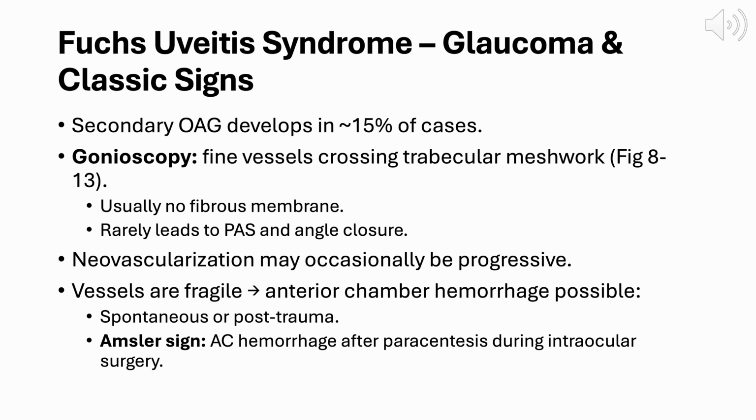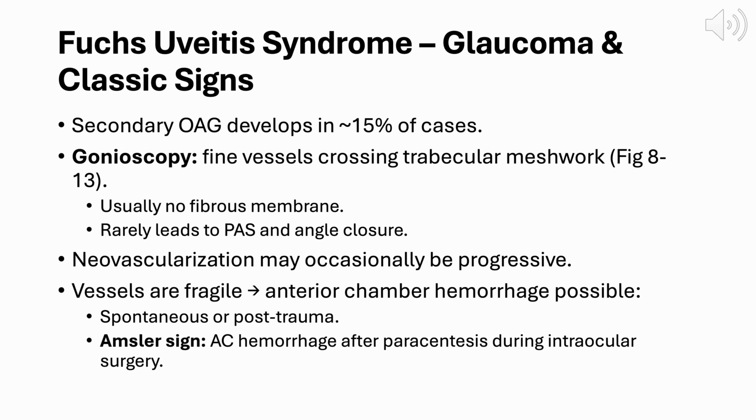Now, let's move on to the glaucoma and classic signs seen in Fuchs' uveitis syndrome. Secondary open-angle glaucoma develops in roughly 15% of patients. On gonioscopy, you'll notice fine vessels crossing the trabecular meshwork, typically without a fibrous membrane, and only rarely causing peripheral anterior synechia or angle closure. Neovascularization may, on occasion, progress over time.